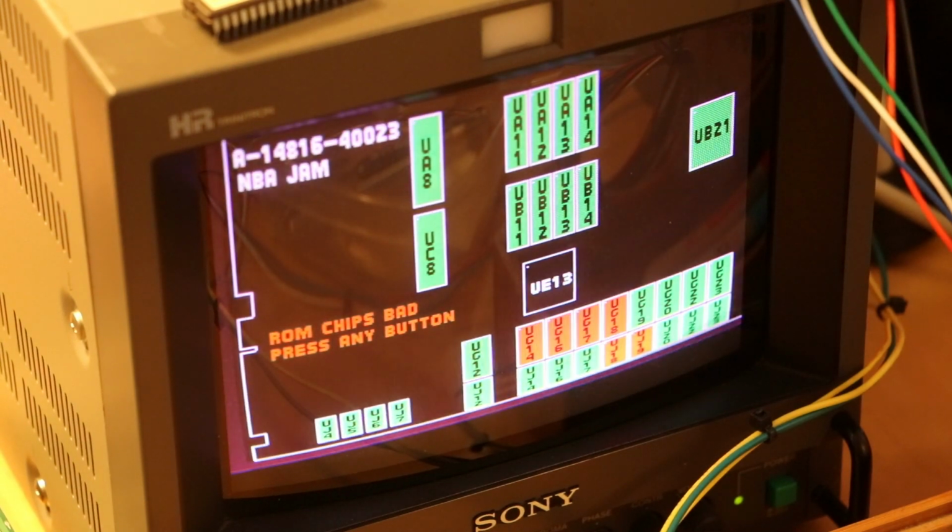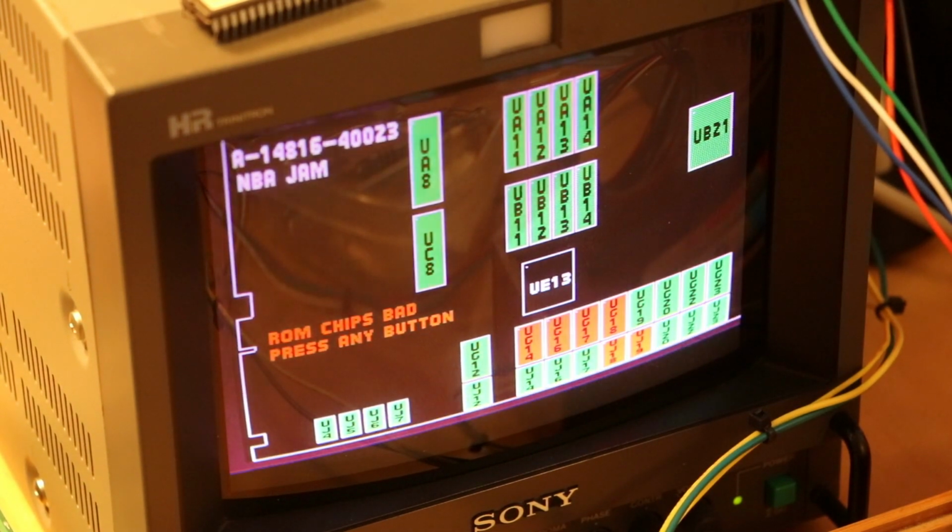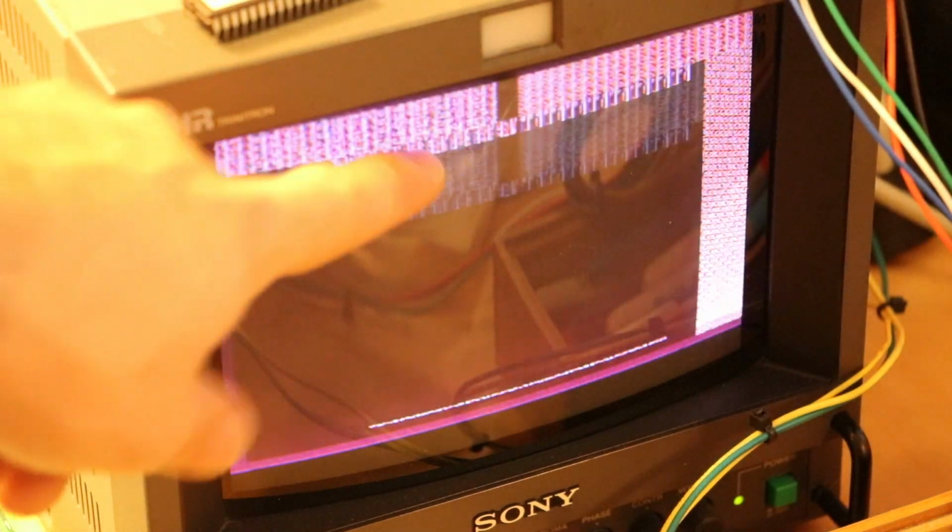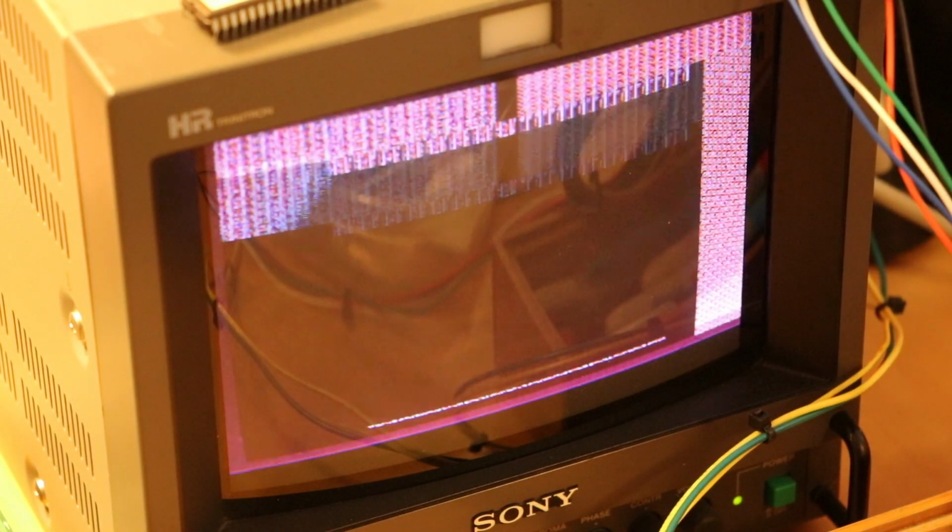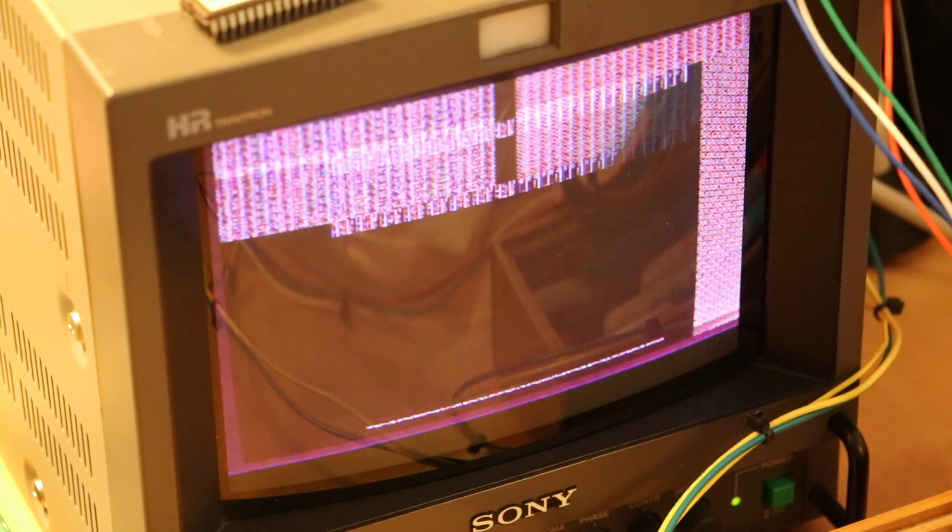The sound worked fine, but all the graphics were super garbled. Tons of stuff missing, tons of stuff scrambled. You could kind of make out what was going on in the game there, but not good shape.